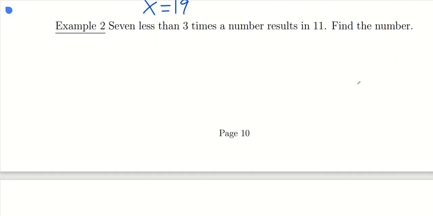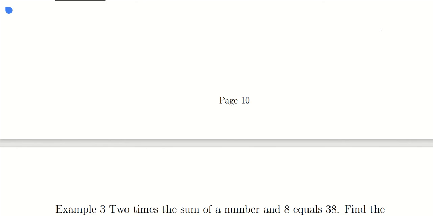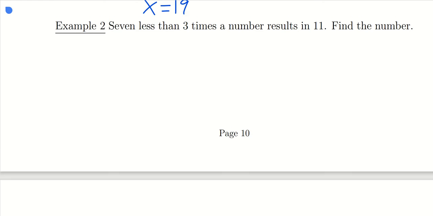Let's take a look at another one. 7 less than 3 times a number results in 11. Find the number. So this is another situation where we're looking for some unknown number. I don't know what the number is, so I'm going to introduce the variable. Once again, I'm going to say let x be the number.